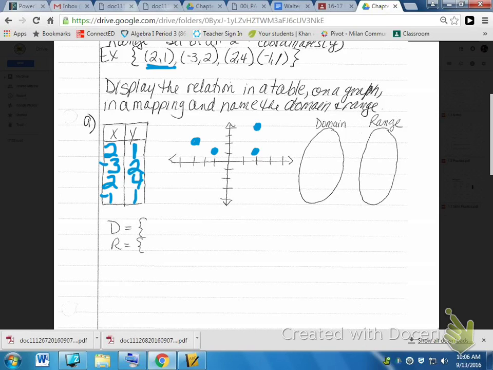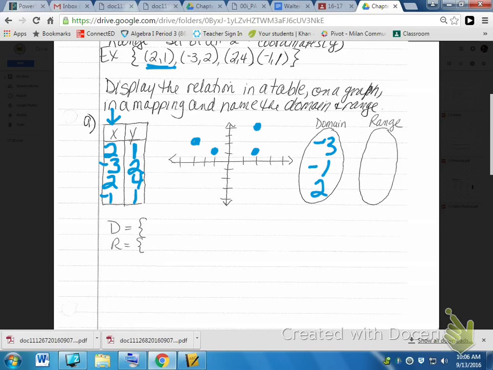Okay, so mapping is something new for you. Here's how we do the mapping. You're going to start with the domain. The domain is the set of x's, and I'm going to refer to this table to help me. I can just look down that left-hand column and see that my domain is 2, negative 3, 2, negative 1. What I'm going to do is list my domain from least to greatest, and you do not repeat any numbers if there's a repeat. So I'm going to say negative 3, negative 1, and 2.